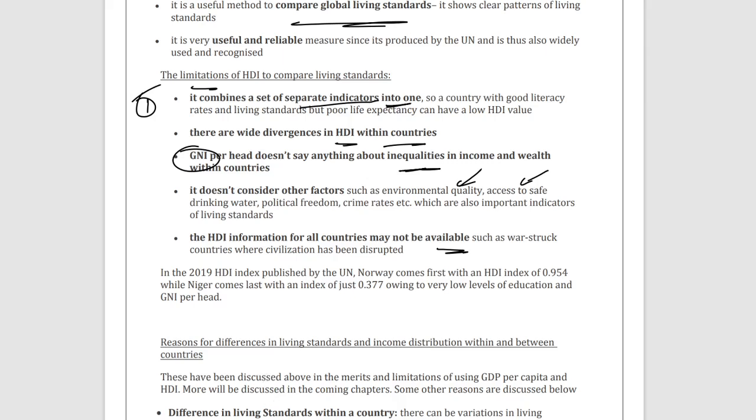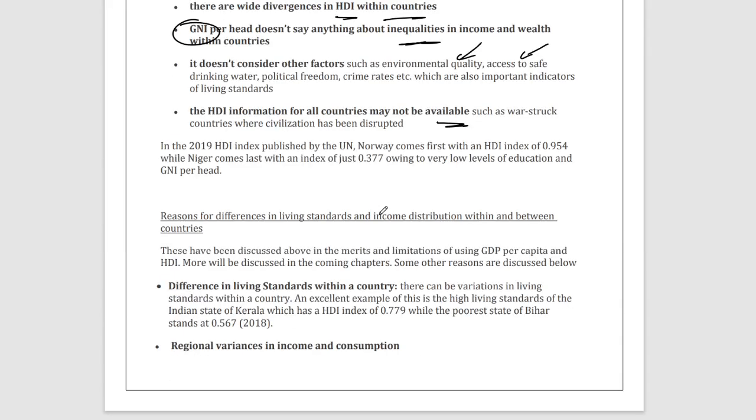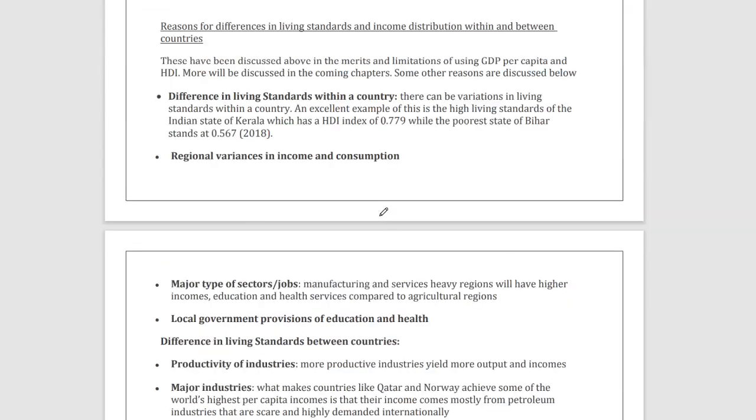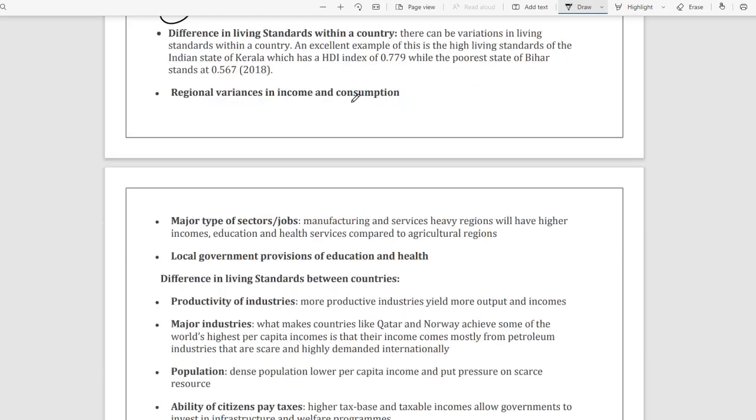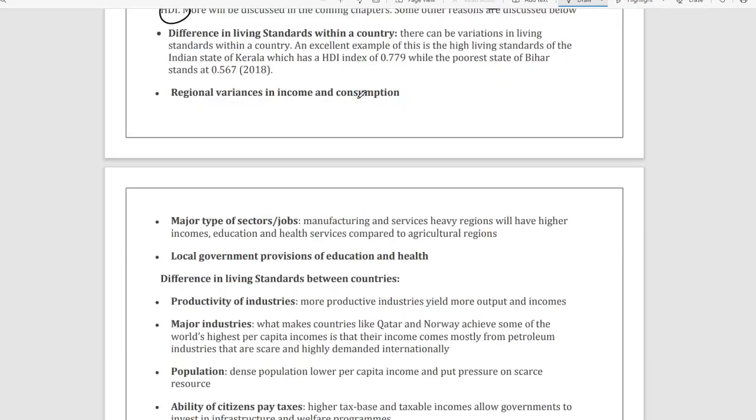So that is basically the methods of calculating living standards. Okay, that is all about the calculation of living standards. Okay, we move on to why living standards. Why does one country have high living standards, one has low? Or why does one country have a lot of income while one doesn't? Okay, so we have been discussing the merits and limitations of using GDP per capita and HDI. Okay, but we will be discussing about this later on in the chapters. But for now, some other reasons is the following.